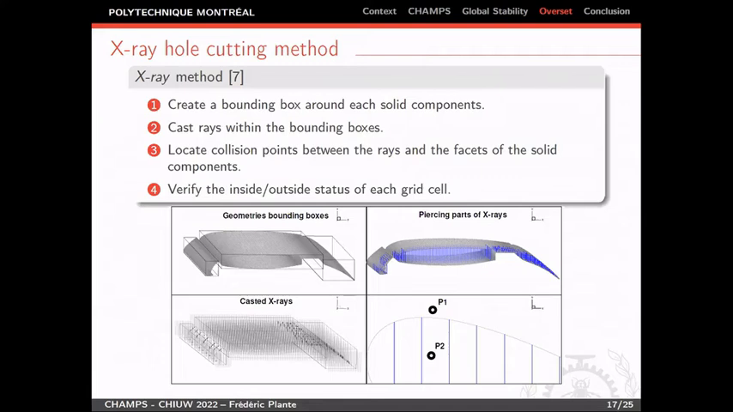So numerically, this means casting rays and finding the points where they pierce the solid surface. And this gives us a discretization of the region inside the solid, which is then used to locate if a grid cell is inside or outside the solid. So this is shown on this slide, and it's an algorithm that will allow us to eliminate cells inside, for instance, a wing in this case.